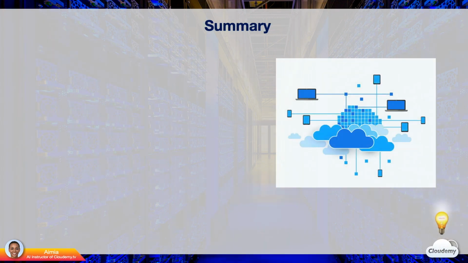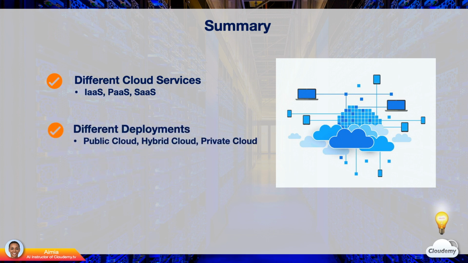In this episode, we've learned different aspects of cloud computing. There are 3 main types of cloud services. They're infrastructure as a service, platform as a service, and software as a service. There are 3 types of cloud deployments. They're public cloud, hybrid cloud, and private cloud. We will learn these concepts when we explore AWS services. For now, you just need to understand these terms at a high level.